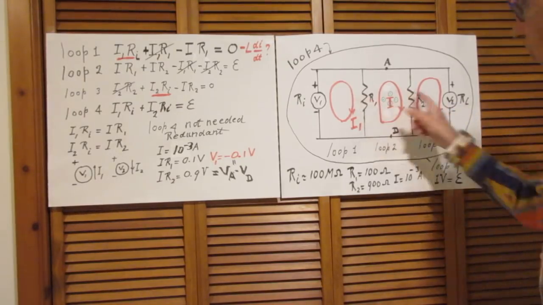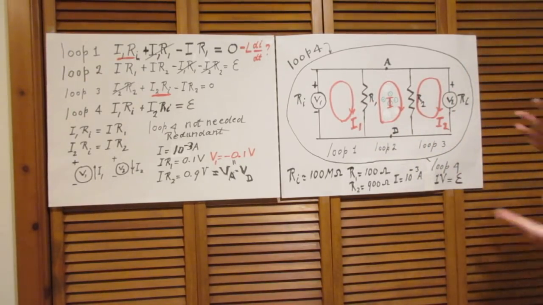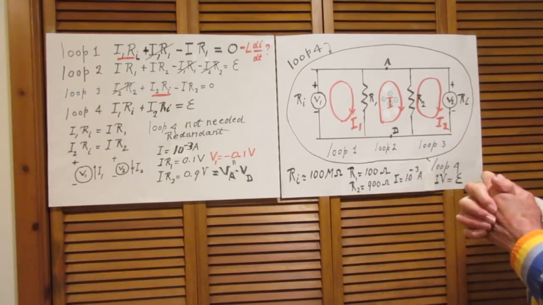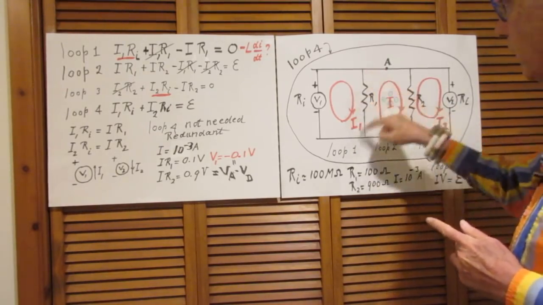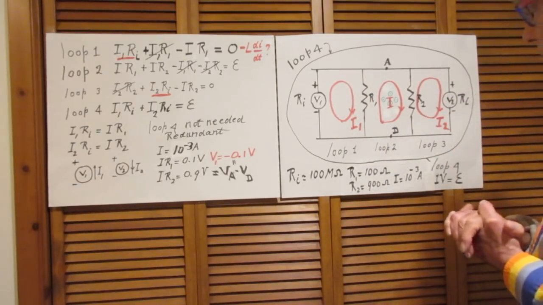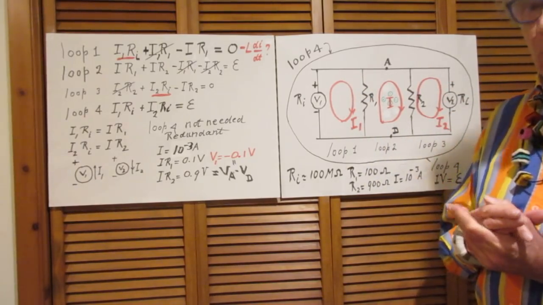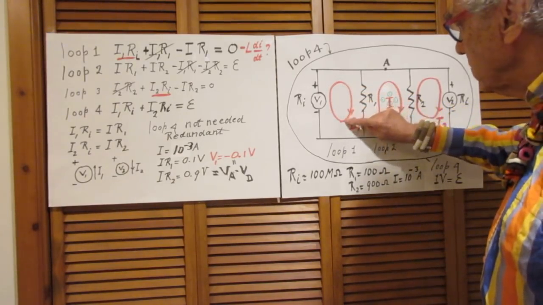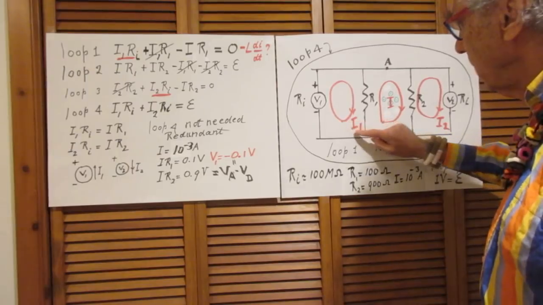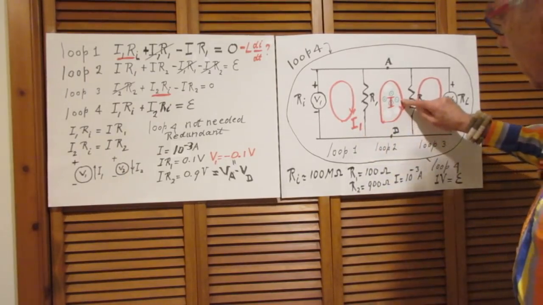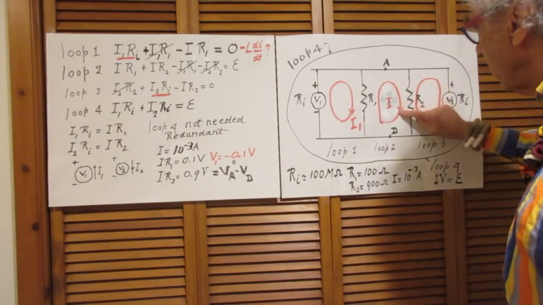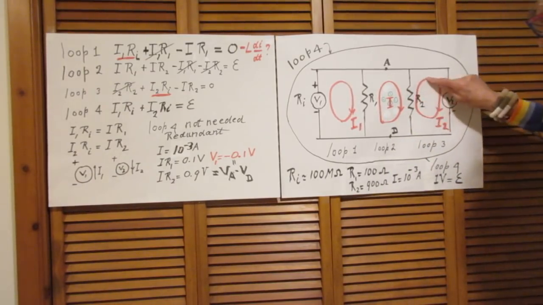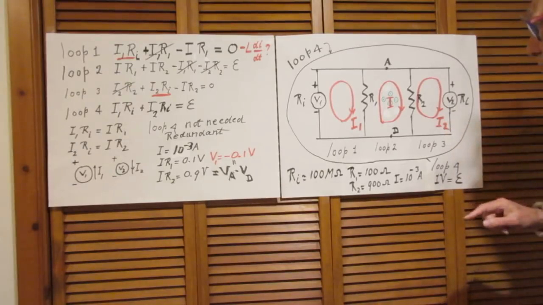How do you solve a problem like this? Well, what I always teach my students in 8.02, when you have more than one closed loop, the safest way to solve this is you assume that the current is going around here. I call that I1. You assume that the current is going around here. I call that I. And you assume that the current is going around here, which is I2.